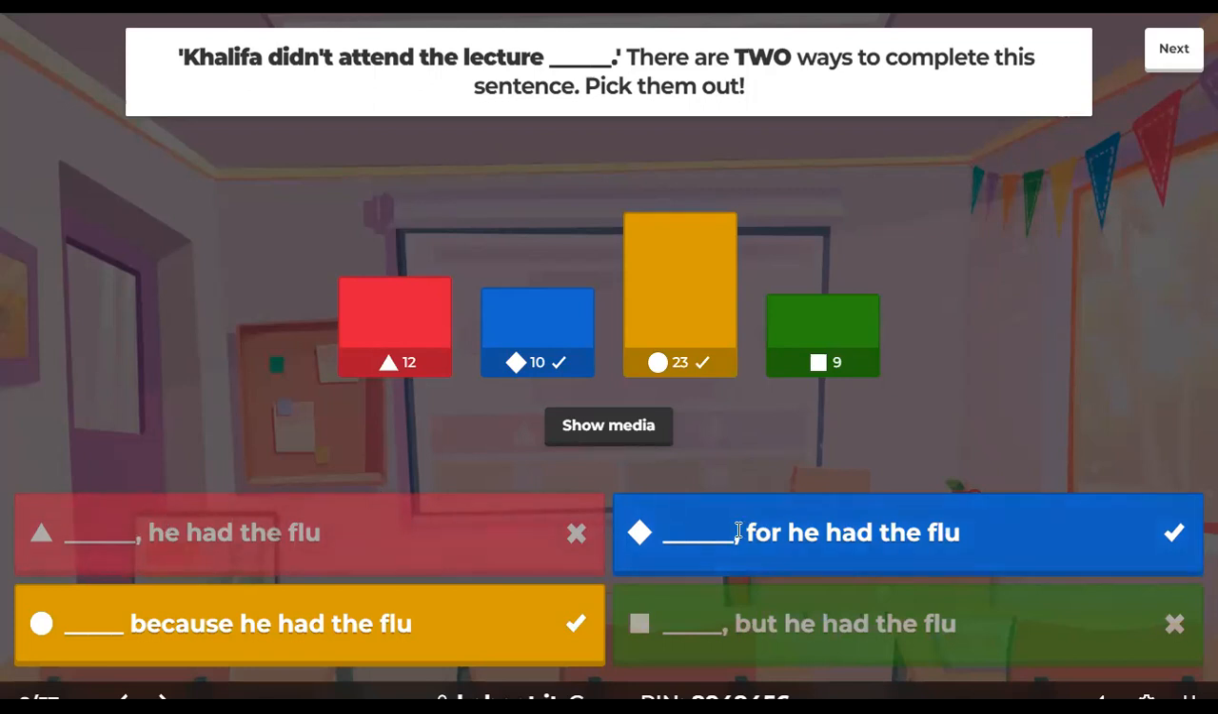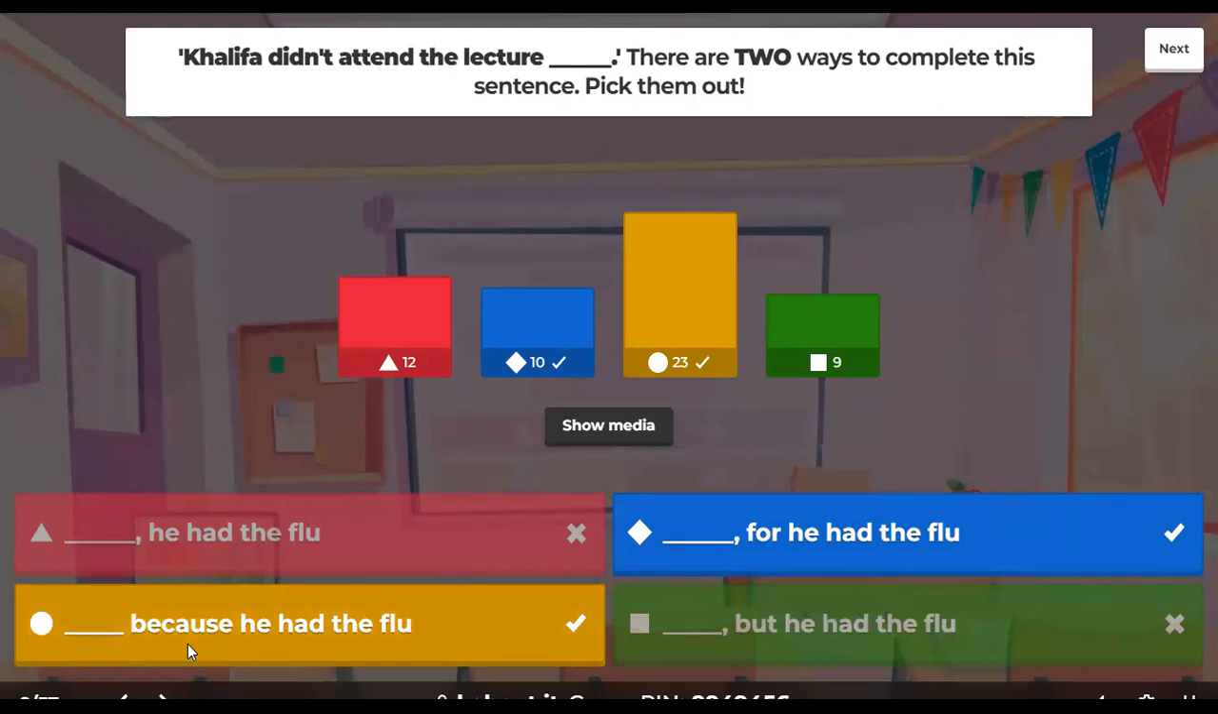Okay, now if we go to number two, yes, it's correct. Khalifa didn't attend the lecture. Why? We need a reason. Now, for means because. We have a comma, for, which is a coordinating conjunction. He had the flu. Well, this is another independent clause, but they are connected by one of the seven coordinating conjunctions, for. This is okay. Only 10 of you got this. Because, the same thing. Here, for means because.